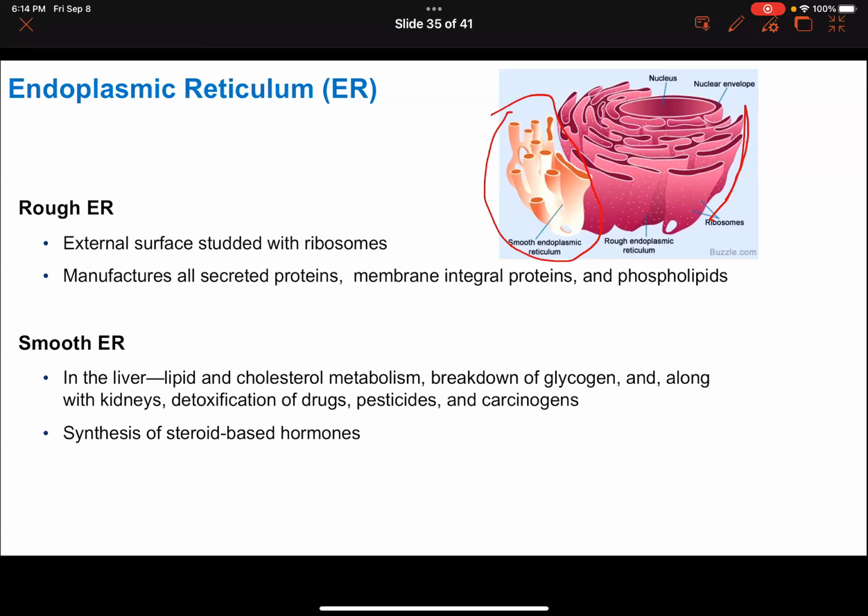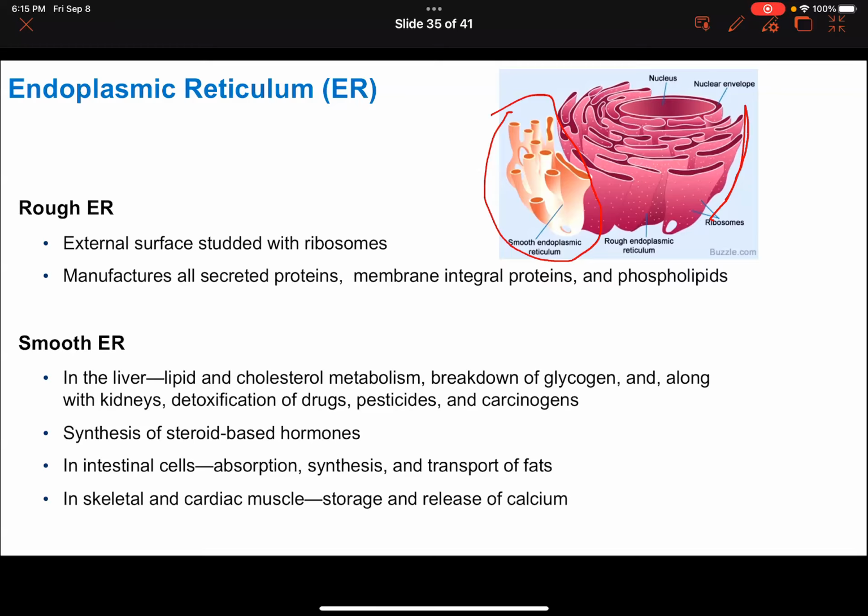In other cells, the smooth ER is also responsible for making steroid-based hormones. In intestinal cells, the smooth ER is involved with absorbing, synthesizing, and transporting fats, which, because they're hydrophobic, tend to get a little different pathway than proteins and carbohydrates. In skeletal and cardiac muscle, you'll find that the smooth ER is involved in storing and releasing calcium.